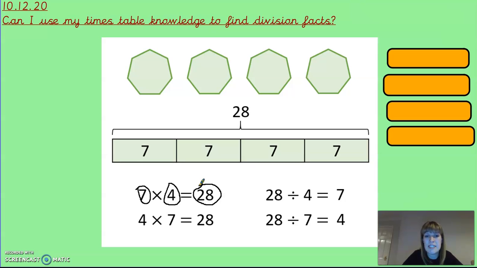So your activity today involves a bit more times tables and division, where you'll be looking at different questions to help you solve and become more confident with your times tables and division facts.